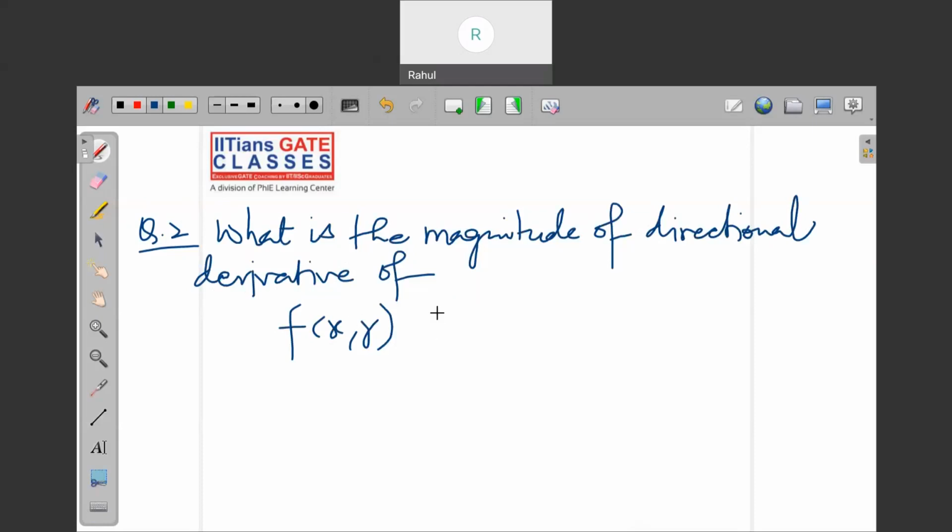What is the magnitude of the directional derivative of f(x,y) equal to xy upon root 2 (x plus y), at the point P(1,1)? This is just a scalar function given, so there should not be a unit vector involved.